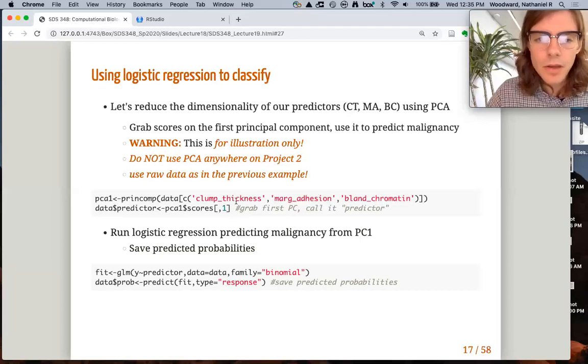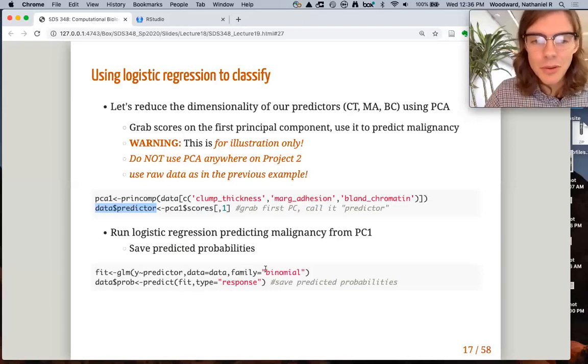Cool. So then we'll take that principal component one, right? I'm just going to run a principal component analysis, grab the first component, and save it in my data set as something called predictor. Then we'll run that logistic regression, predicting malignancy just from the first principal component. Because, right, if it explains most of the variation in clump thickness, marginal adhesion, and bland chromatin, then it should do a pretty good job predicting the response, right? Let's see if it does.